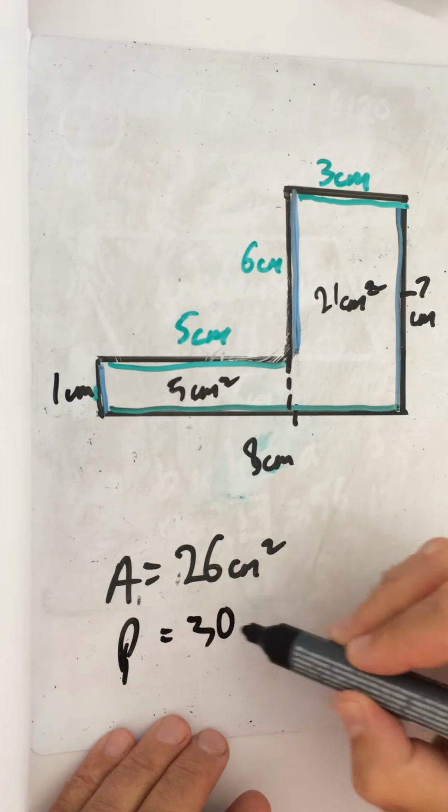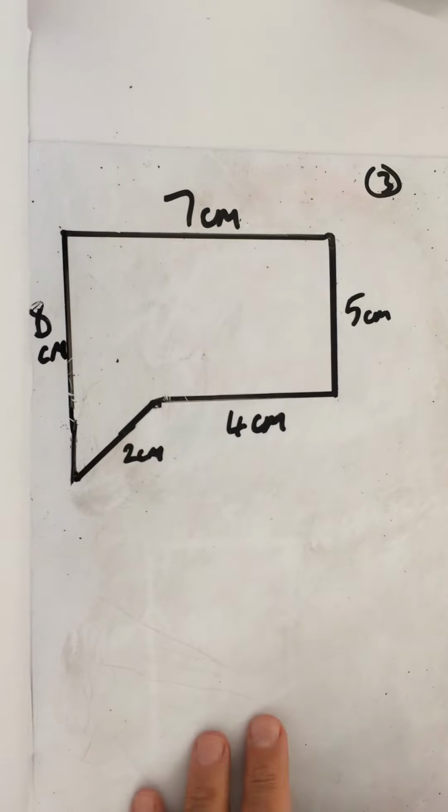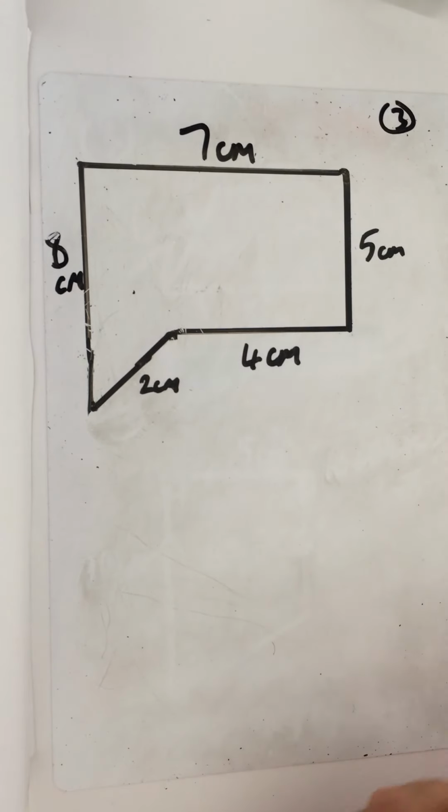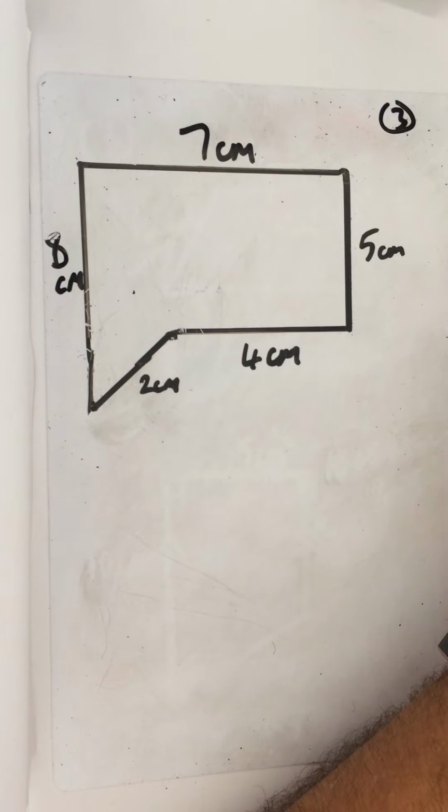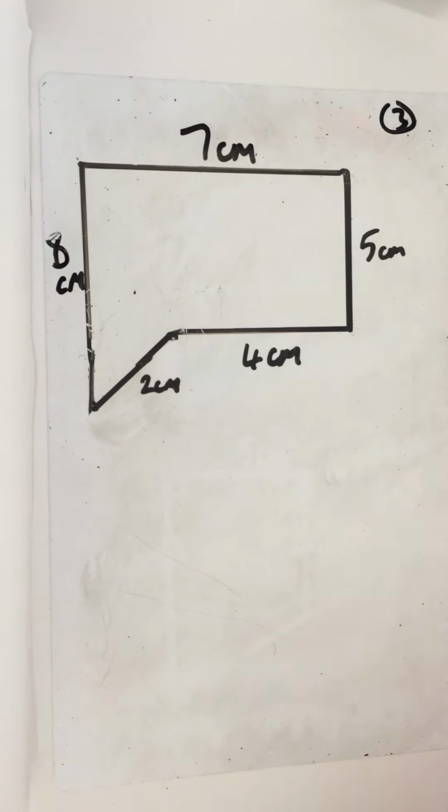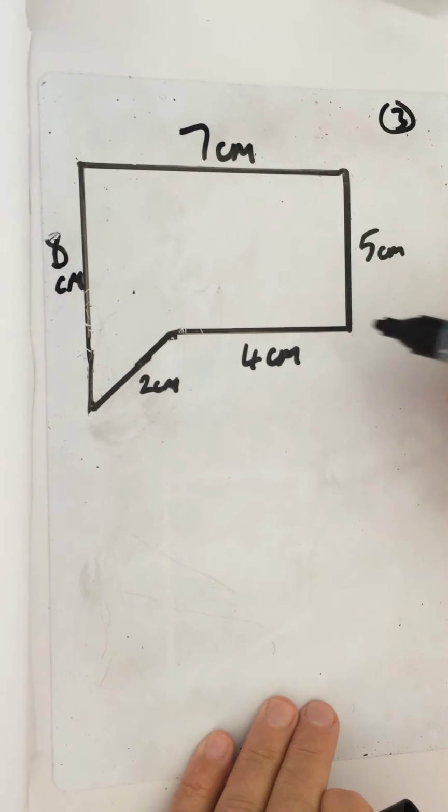Now let's have a look at this shape. This one's a little bit trickier. The perimeter is easy because it's given me all the different sides, so I can add up those for the perimeter. So 8 and 7 is 15, 20, 24, 25, 26, 26 centimeters.